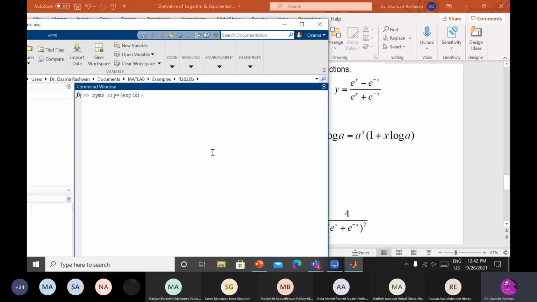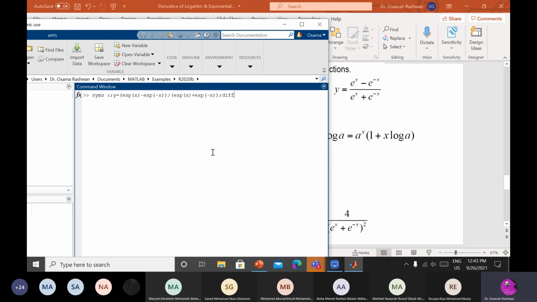And next, minus another exponential function, exp, open bracket. What is the power? Minus x, so I'm writing minus x. And close the bracket for the numerator. And now I open another bracket for the denominator. This is the exponential function of x plus exp of minus x. Now I finish the exponential function. I have to close the bracket for the denominator. Now, semicolon, I will take the action of computing the first derivative.